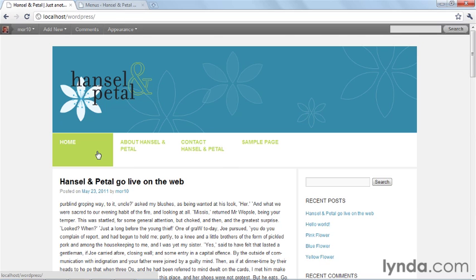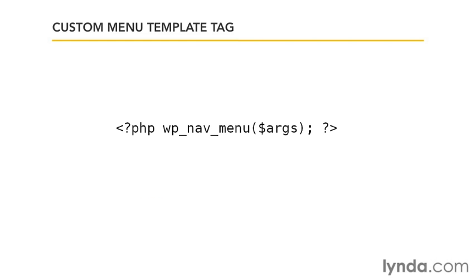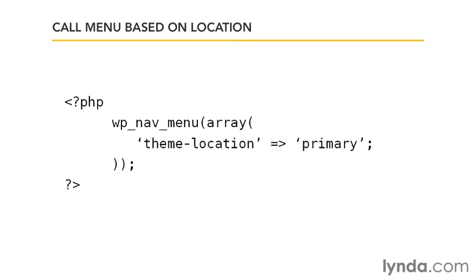That's because we removed the primary menu. To get our custom menu back, we have to tell the theme to display the new menu we created. We'll do this using a menu-specific template tag. As with just about everything else in WordPress, there's a custom template tag to add menus, and it looks like this, wp_nav_menu, and then you can attach arguments to it. If you want to add a menu, you can do it in one of 2 ways. You can either call the menu based on the theme location.